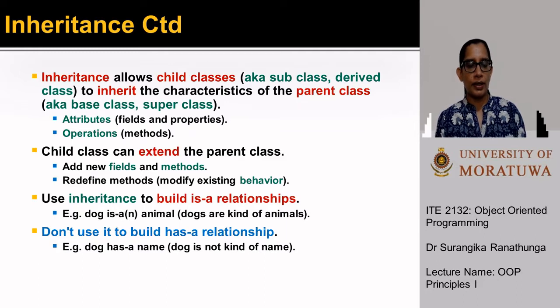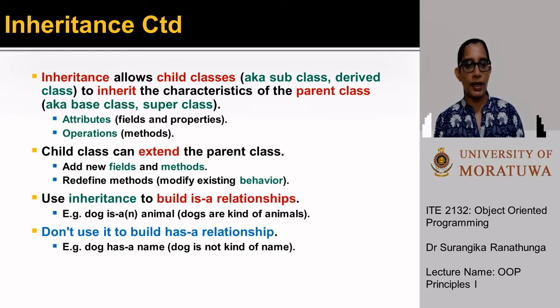This is what I explained using the diagrams a few minutes back. Inheritance allows child classes, that means subclasses or derived classes, to inherit the characteristics of the parent class. Look at the words: sometimes the same word refers to the same thing. Child class, subclass, derived class, and similarly parent class, base class, superclass. There are multiple names to refer to the same concept.